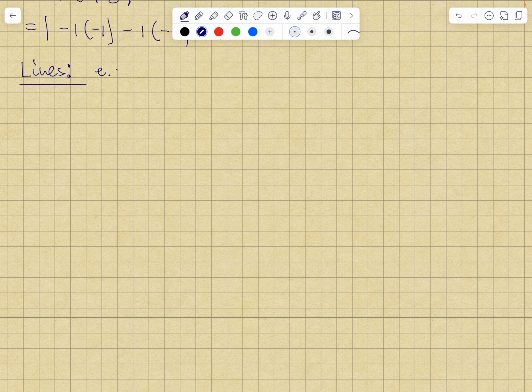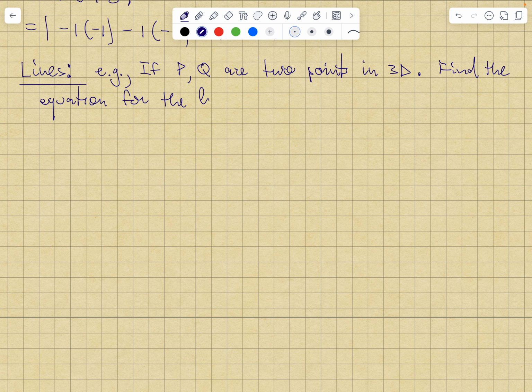So for instance, if P and Q are 2 points in 2D, well, let's do 3D, are 2 points in 3D, and I want to find the equation for the line L. Right, so that's one question that I might ask myself: how to find the equation for the line L that passes through P and Q.